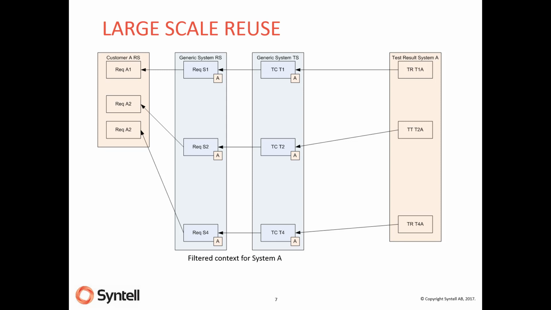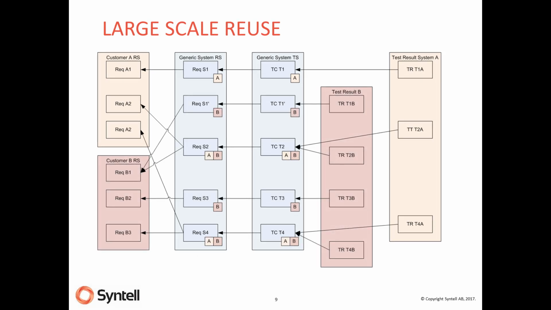And we also have traceability back to the corresponding stakeholder requirements. In a similar way, a pick list for system A in our generic test specification selects the corresponding test cases T1, T2, and T4. And finally, there are test results linked to each test case.